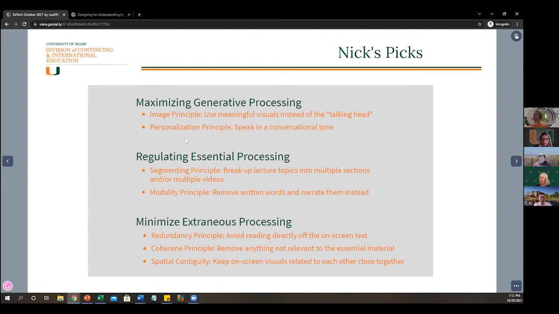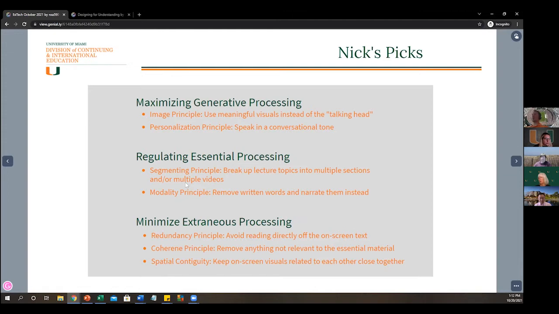And then the other one is the personalization principle, which I'm sure you're all very used to as instructors, which is just using a conversational tone when you're narrating or lecturing in your pre-recorded videos. So those are the 2 I wanted to focus on with the generative processing.